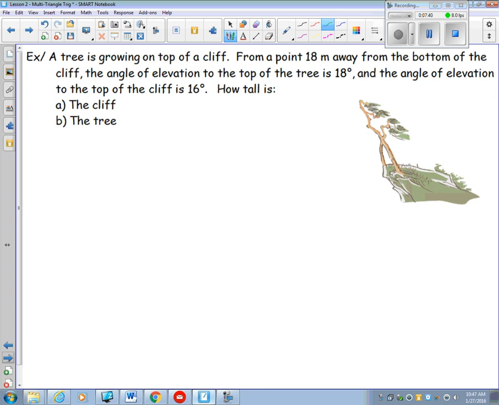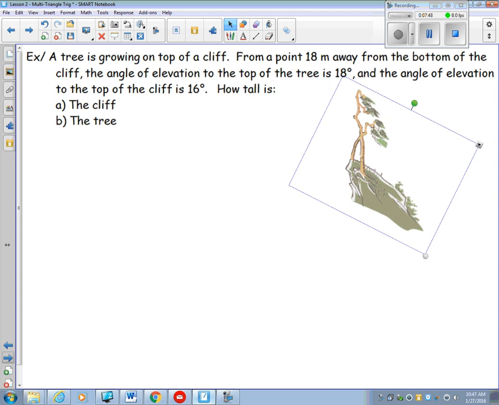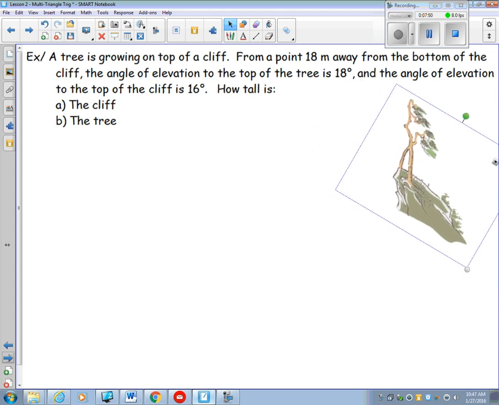Okay, we got a tree growing on top of a cliff, kind of like this little clip art thing here. I'm going to change the diagram just a little bit so it makes it a little bit easier to think about this. Let's make the cliff straight up and down, if you will, and the tree straight up and down. From a point 18 meters away from the bottom of the cliff, so the bottom of my cliff, let's say this is right here.